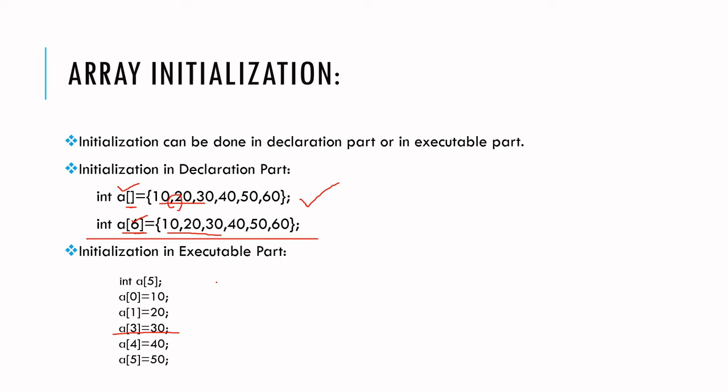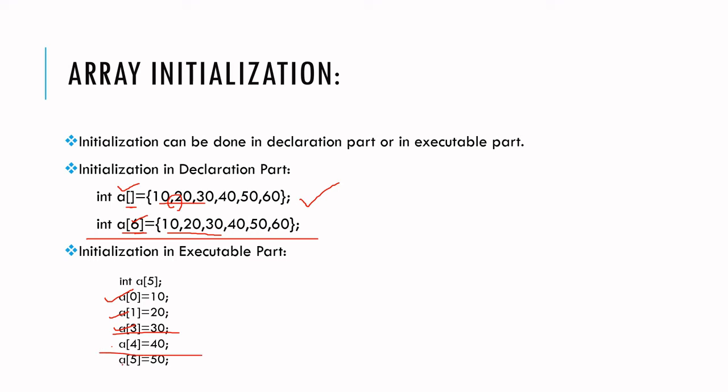You can store the elements of an array in a random order also. There won't be any problem. But you just look here. Here I have given a of 0 equal to 10, and in the next statement I have given a of 1 equal to 20, and then I have given a of 3 equal to 30. Yes, of course I can store in such a way. But here I have given a of 4 is equal to 40. So up to this place I won't have any problem.